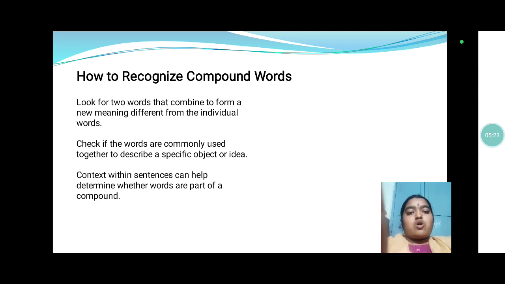Check if the words are commonly used together to describe a specific object or idea, like toothbrush. Context within sentences can help determine whether words are part of a compound. So the context, as we can read the words, itself says whether it is a compound word or not.